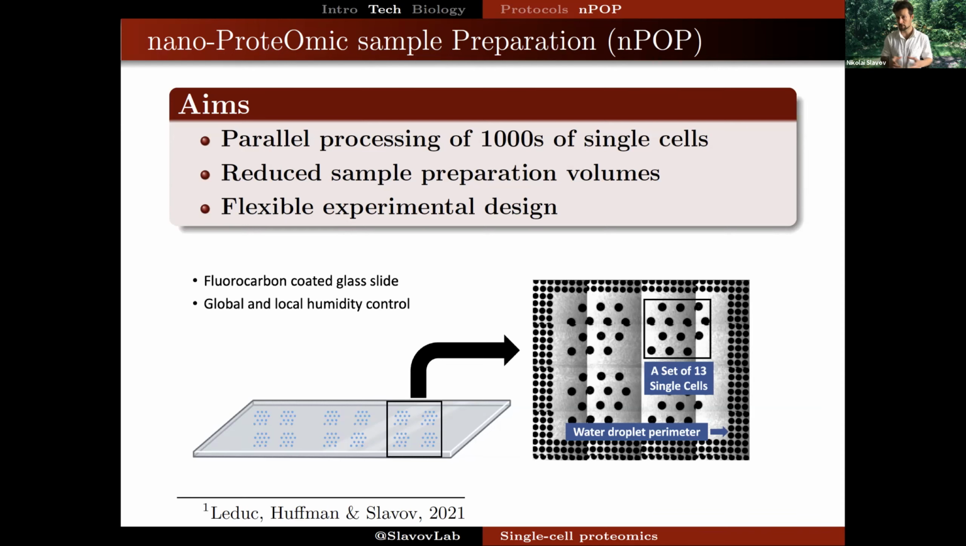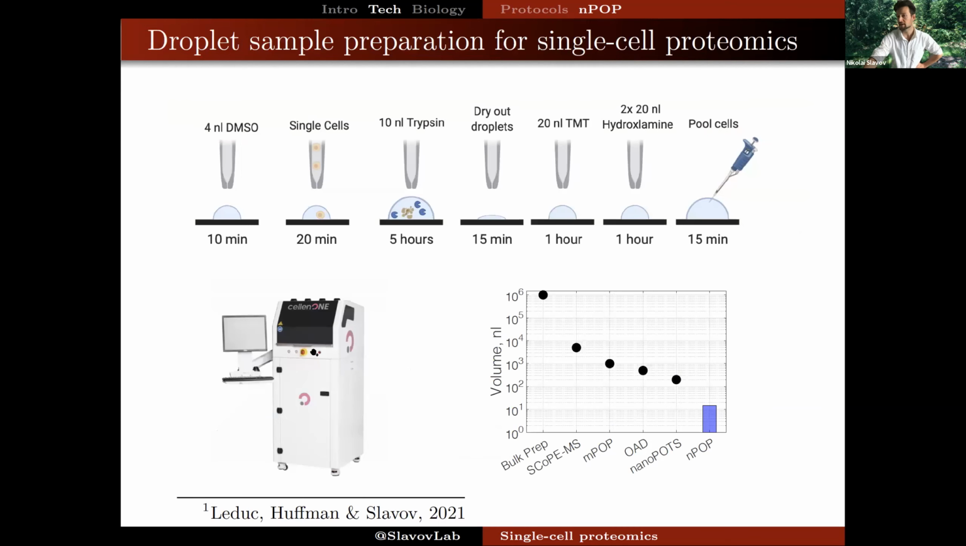These are basically microscopic glass slides. There's nothing fancy about them except that they have fluorocarbon coating on the top to make them repel both hydrophobic and hydrophilic molecules. And then we can arrange droplets using piezo dispensing that is implemented by CellenONE. So Andrew starts by dispensing a tiny droplet of a few nanoliters of DMSO, where each one of these droplets is going to serve for the preparation of a single cell. And then he dispenses a single cell.